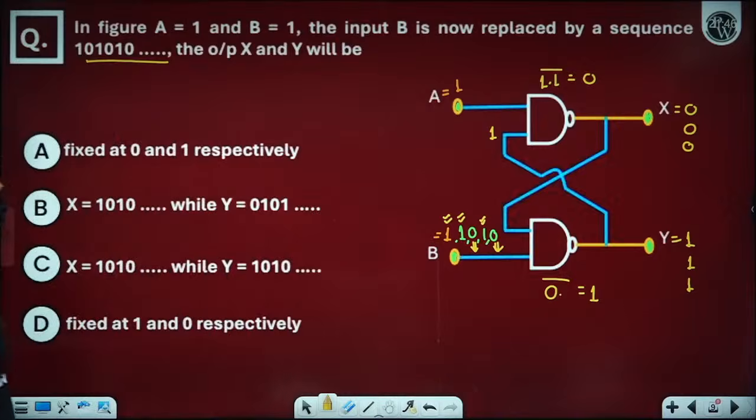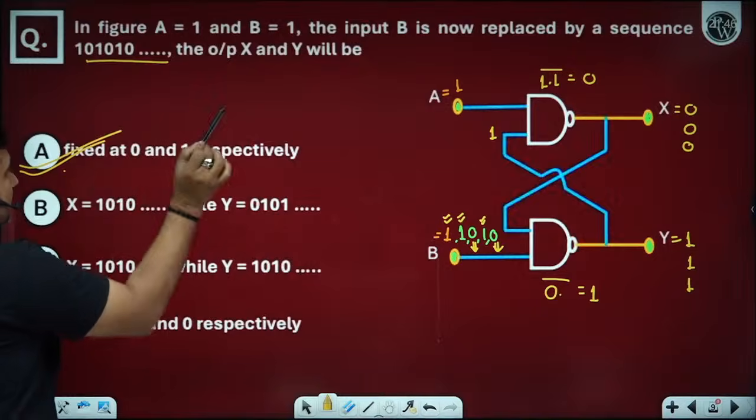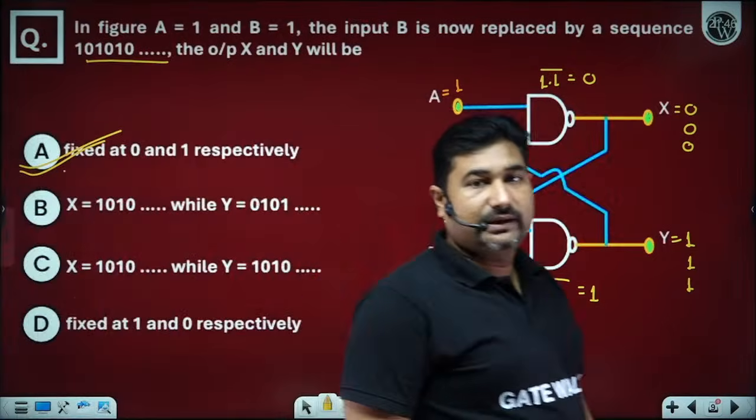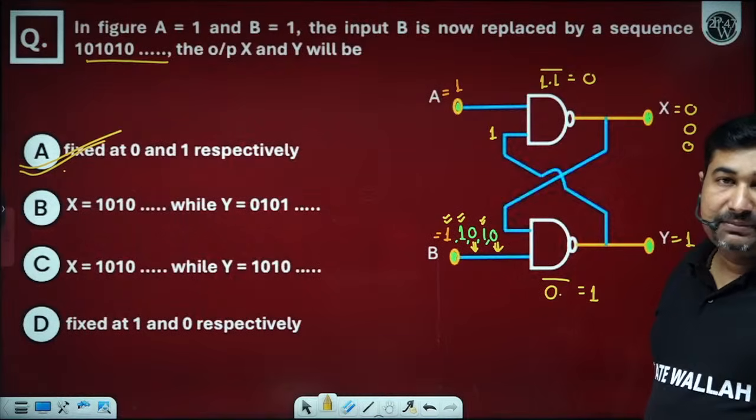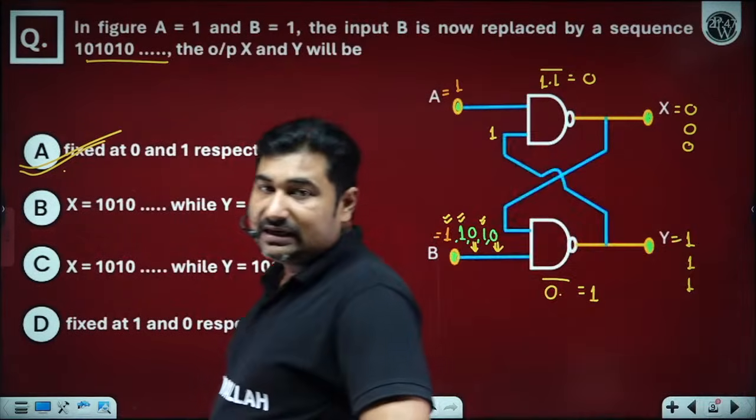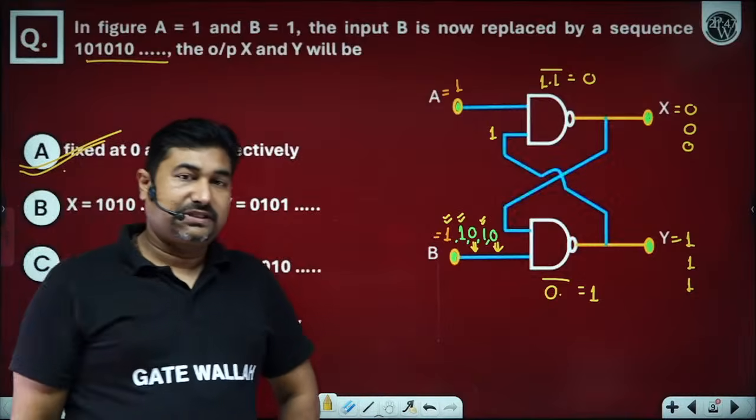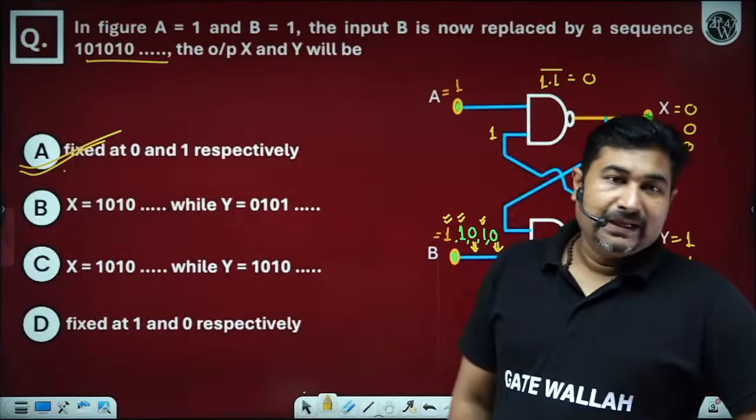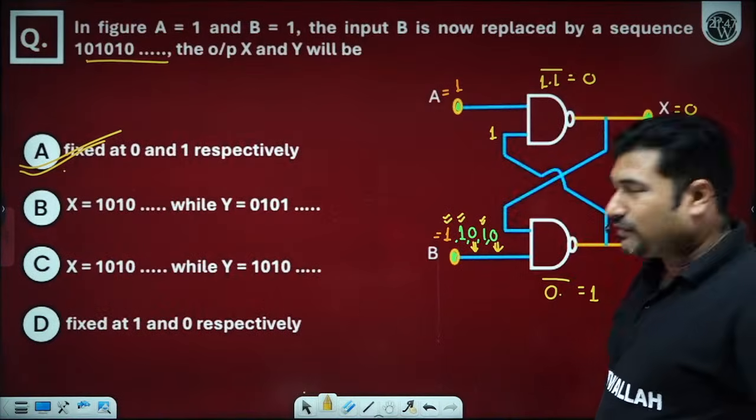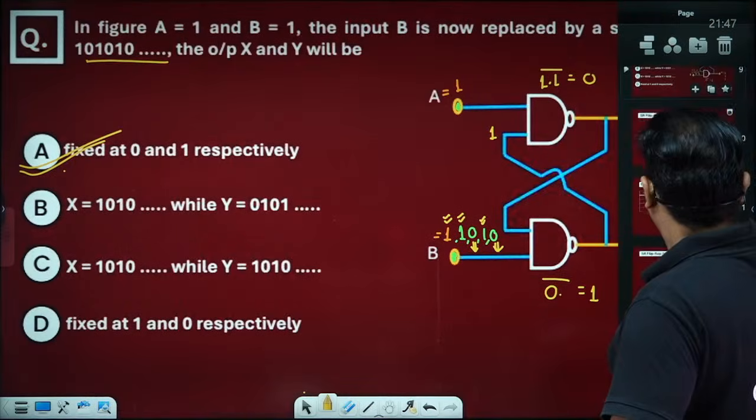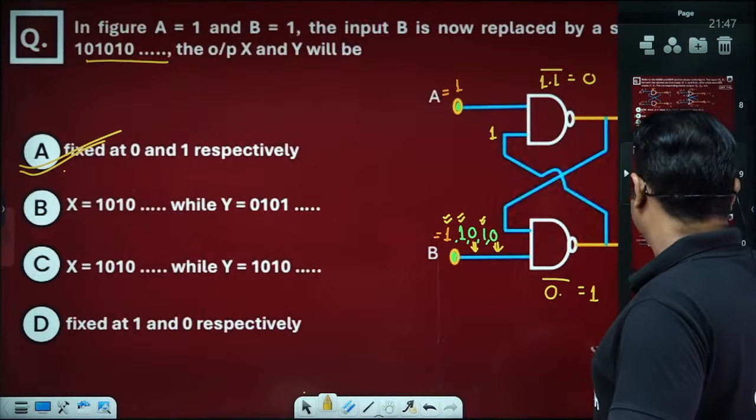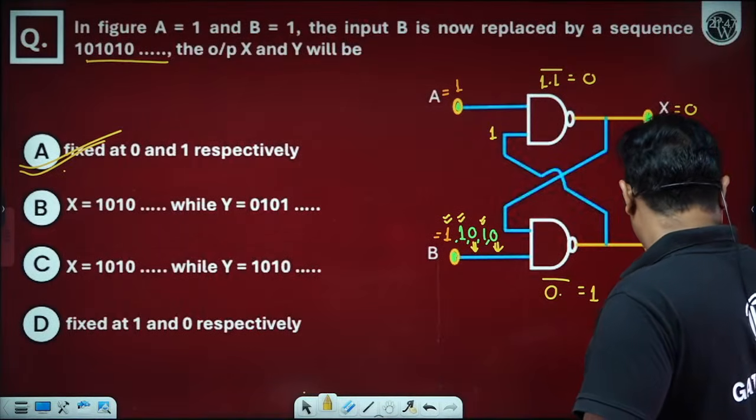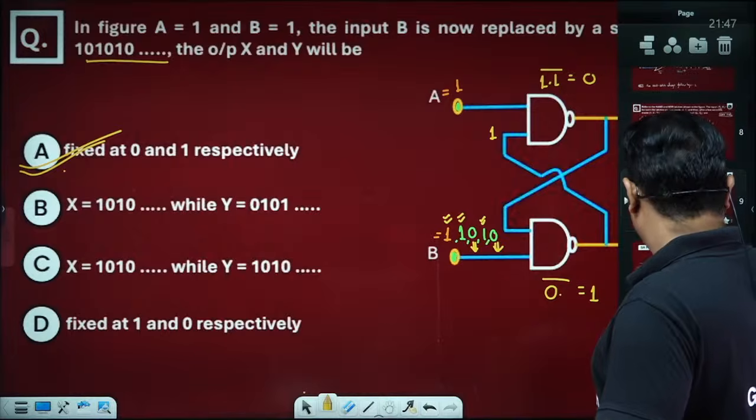How many of you are able to understand? So x is fixed at 0 and y is fixed at logic level 1, irrespective of the previous state. How many of you are able to understand this part perfectly? Please let me know by writing in the comment section, beta ji. So for latches, always follow disable. How many of you are able to understand, beta ji? Please let me know by writing in the comment section.